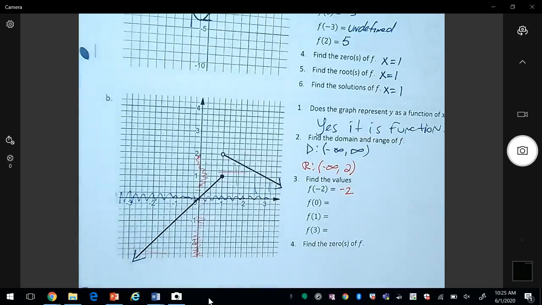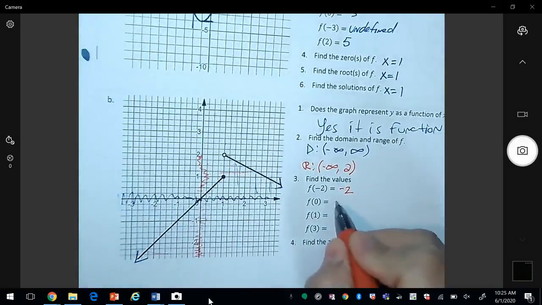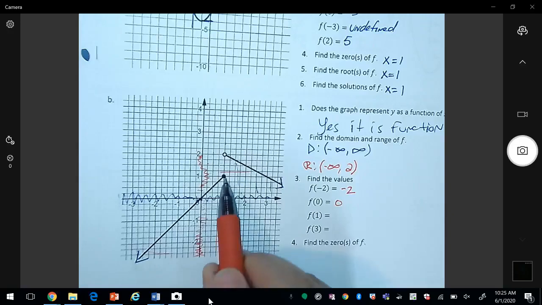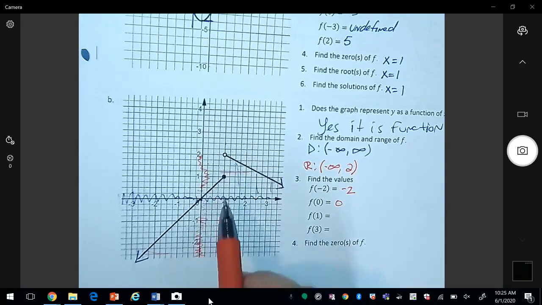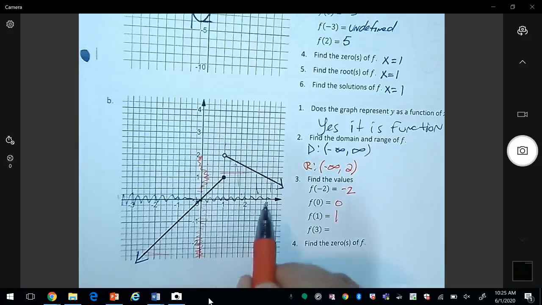f of 0 is right here, and so the y value is 0. f of 1, if we go up, it gives you 2 options, but again, this one is not included. So f of 1 is going to be 1. And then f of 3, if we go up, we're going to get 1.